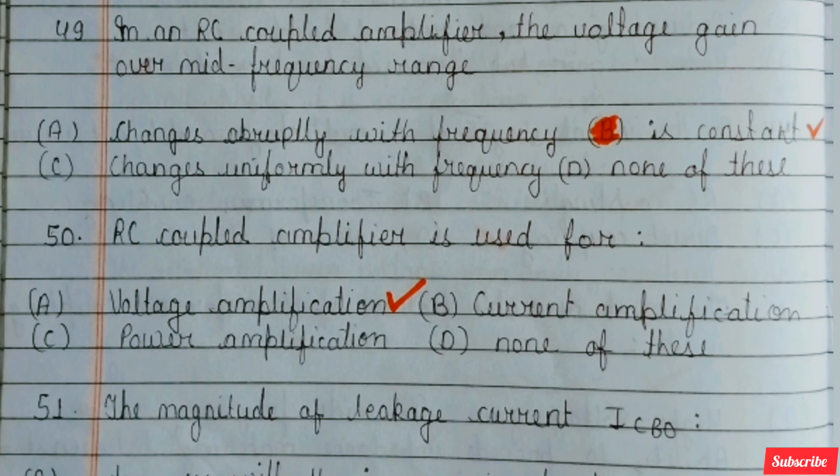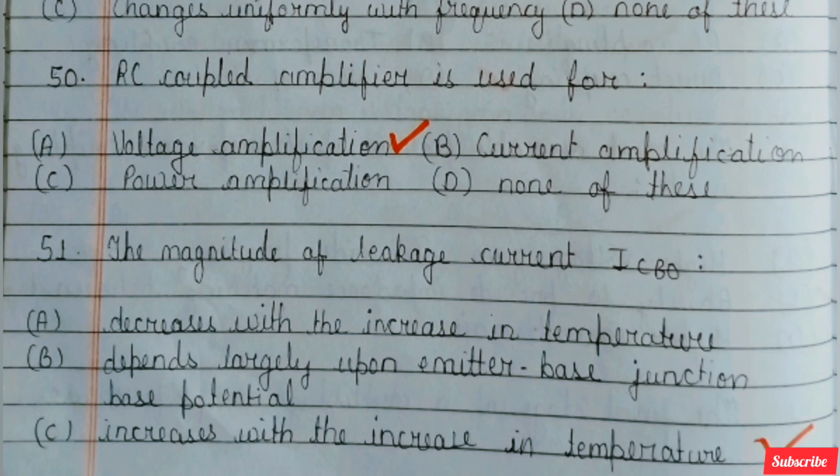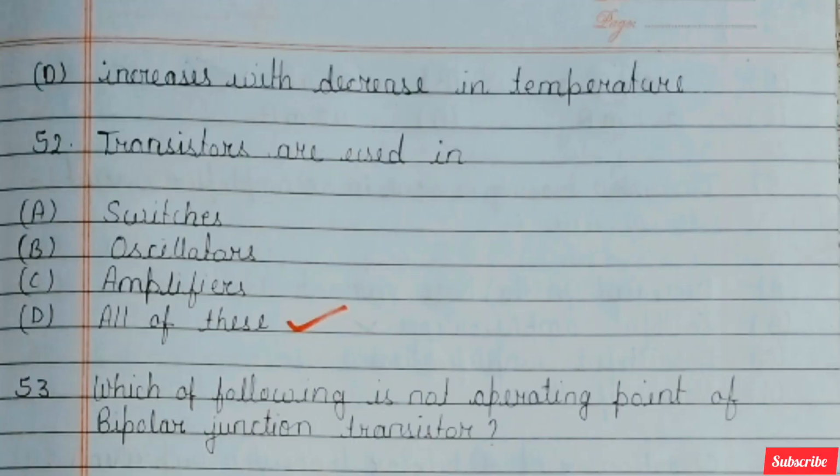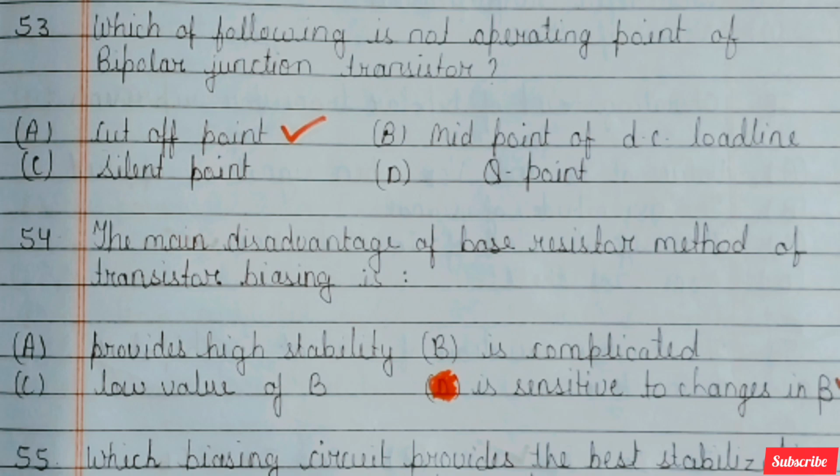Next question, RC coupled amplifier is used for. Option A is right. The magnitude of leakage current ICBO is. Option C is right. Transistors are used in all of these. Option D is right. Which of the following is not operating point of bipolar junction transistor? Option A is right. Next question, the main disadvantage of base resistor method of transistor biasing is.